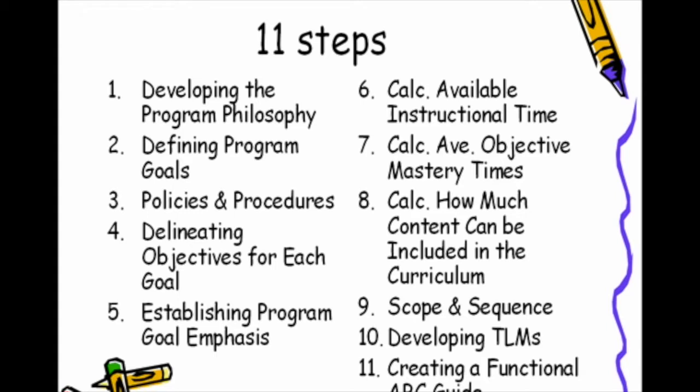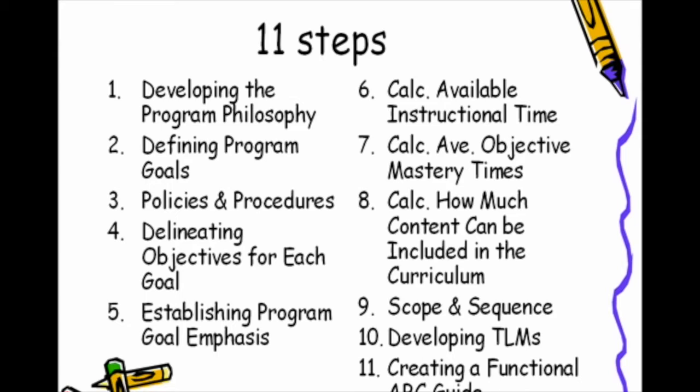Step 4 is delineating objectives for each goal. So with each one of your program goals, you want to break that down into particular objectives that you want your students to know from each one of those goals. Step 5 is establishing program goal emphasis. This is where we will prioritize our program goals.